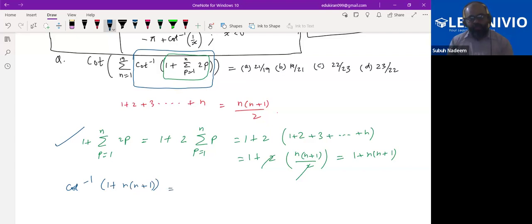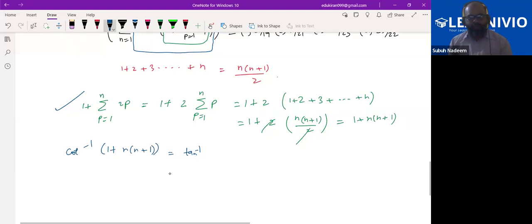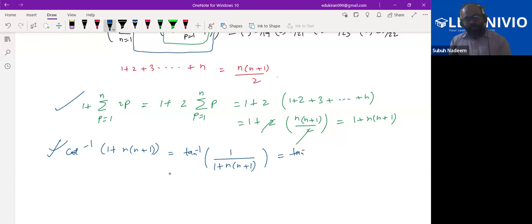So now we can do one thing. We can write it as tan inverse of 1 by 1 plus n into n plus 1, since we know that cot inverse x is tan inverse 1 by x, if x is positive. So this is the second function, which is bigger than the initial smaller function. Now this can be written as tan inverse of n plus 1 minus n by 1 plus n into n plus 1. We can write it like this, of course, because n plus 1 minus n will become 1.